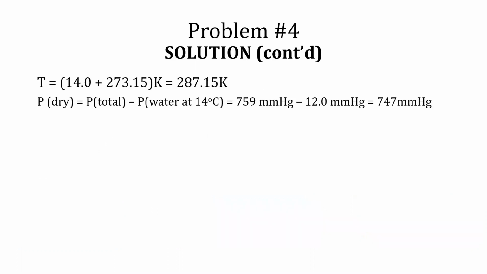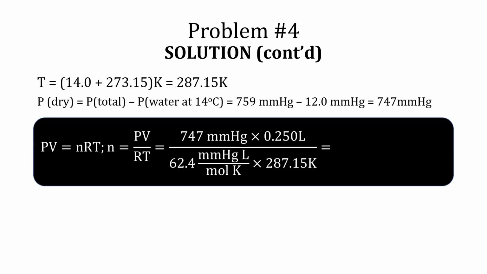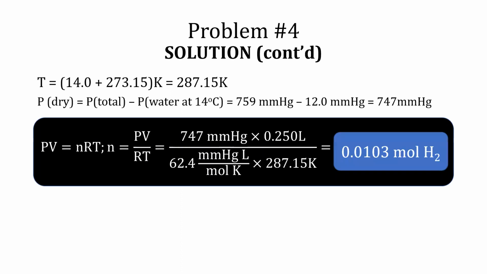The result is that the temperature is 287.15 Kelvin units. The pressure of the dry gas, after taking 759 mmHg, the total pressure, and subtracting 12 mmHg, the vapor pressure of water, is 747 mmHg. After plugging the P, V, R, and T values into the ideal gas law and solving for n, it is 0.0103 moles of O2.